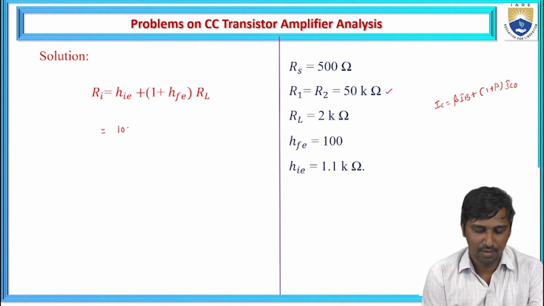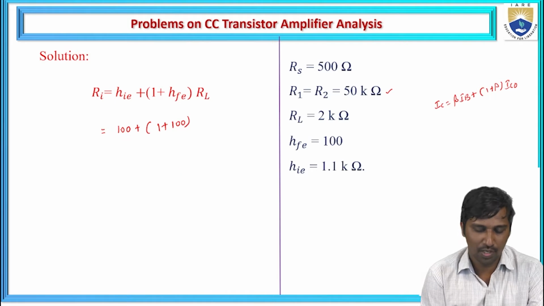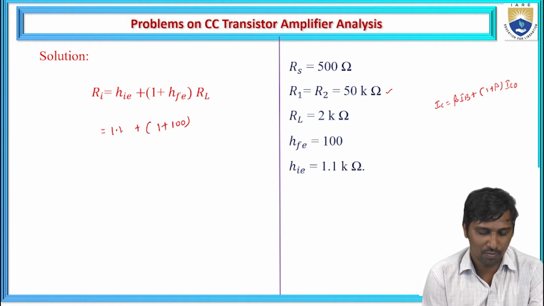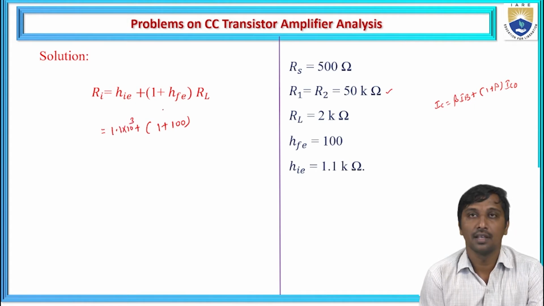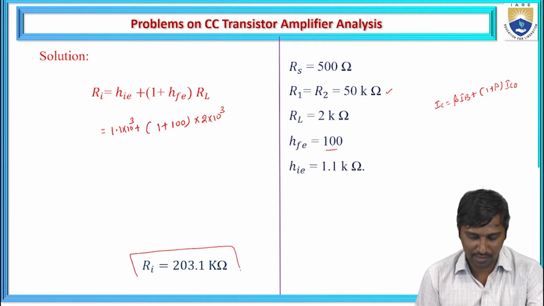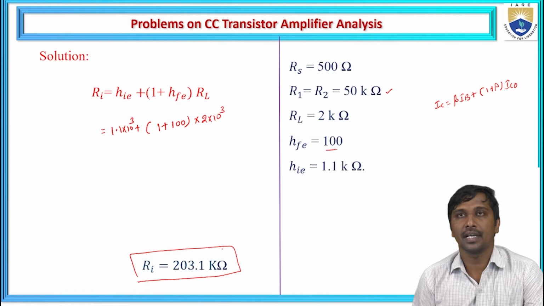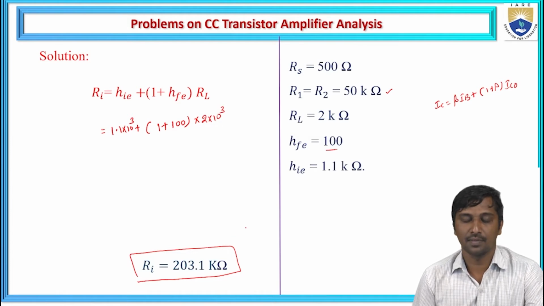HIE is, sorry, 1.1 kilo ohms, that is 1.1 into 10 power 3, plus 1 plus HFE value of 100 into the load resistance of 2 kilo ohms. We can simplify this. It gives the input impedance as 203.1 kilo ohms. That is the input impedance of the common collector amplifier for the given specifications.